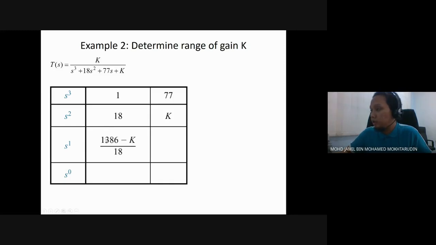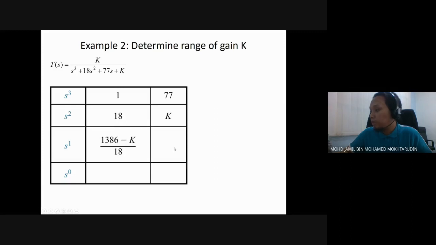So this has been skipped. Basically you take the determinant of 1, 18, 77 and K, and then you simplify, divided by 18. You must remember there is a negative in front. So negative of 1, 18, 77, K. Simplify, you get 1386 minus K divided by 18.